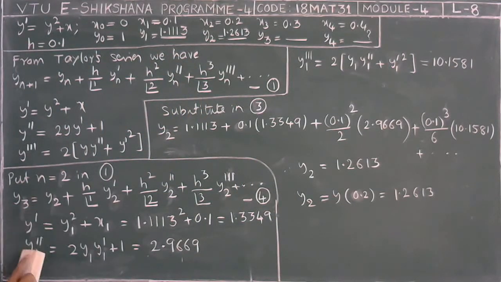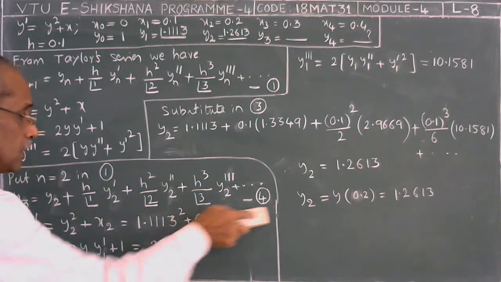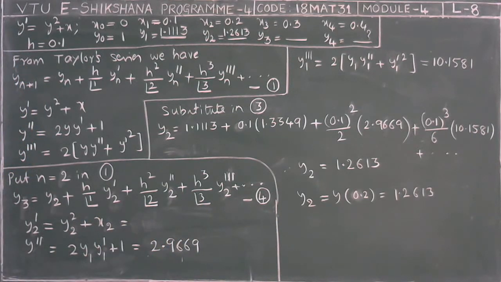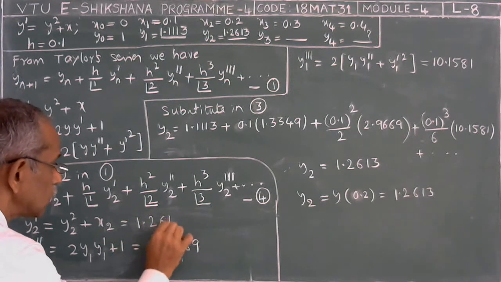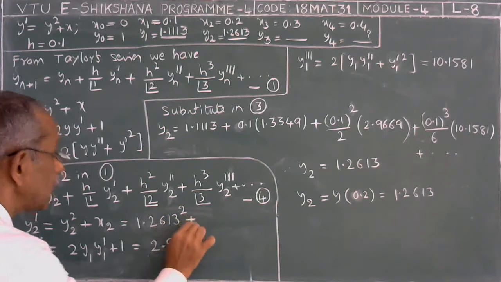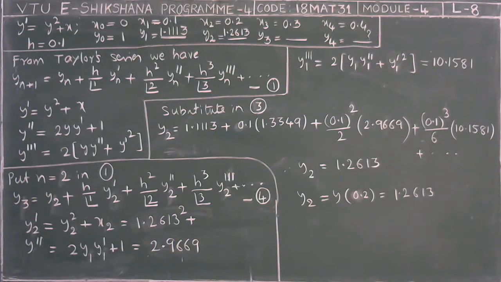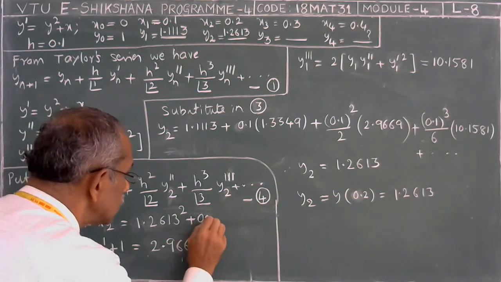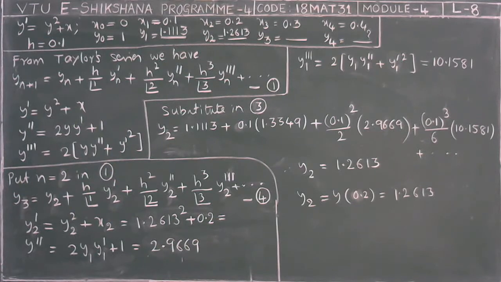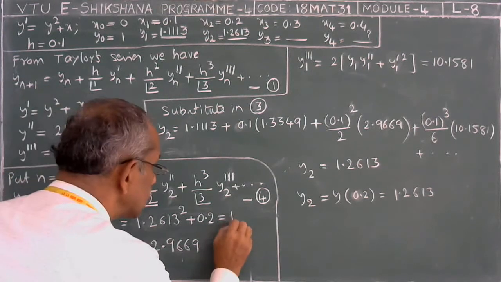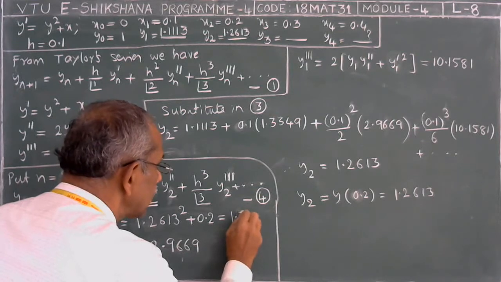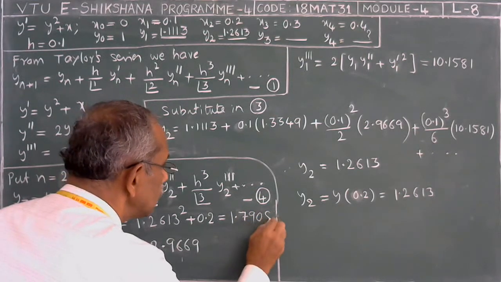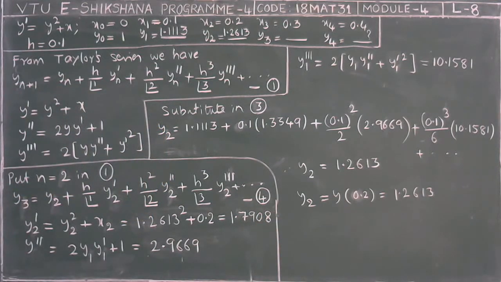Okay. Now let us compute y2 double dash. So y2 dash is y2 square plus x2. So y2 is 1.2613 square plus x2. x2 is 0.2. So y2 dash, if you carefully compute, you get 1.7908.